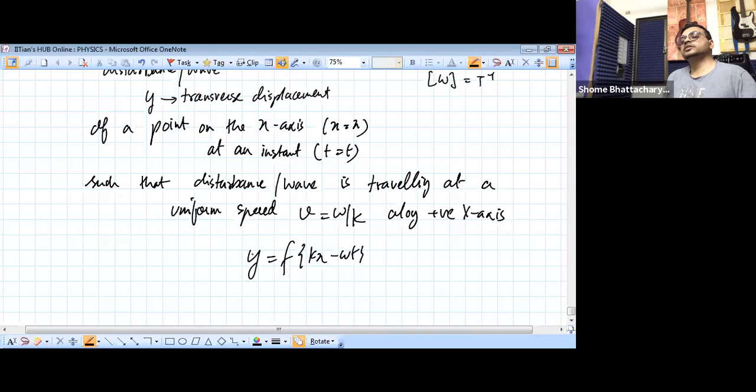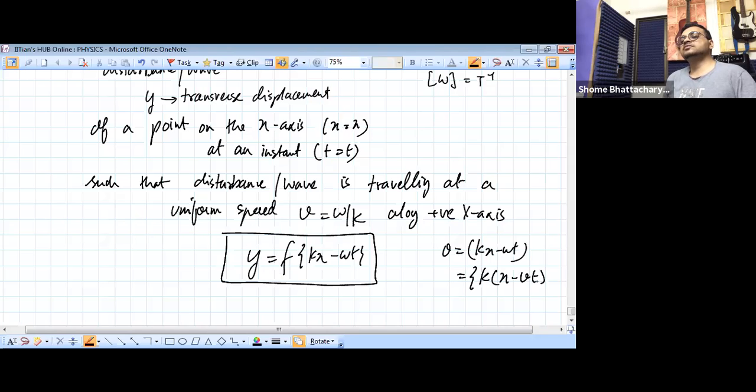kx minus omega t, because the argument of that function, kx minus omega t, can also be interpreted as k of x minus vt, where k into v is omega, or v is omega by k. Okay, so that is why v becomes omega by k, and when this sign is minus, it's traveling along the positive x direction because it's transforming in this way.